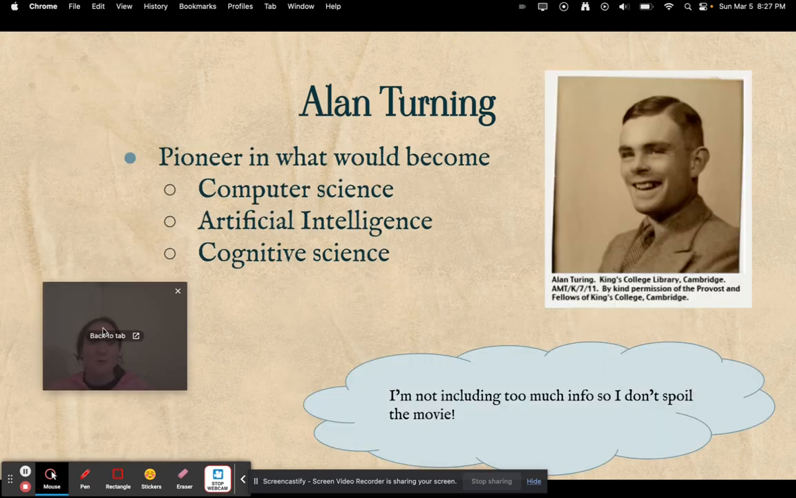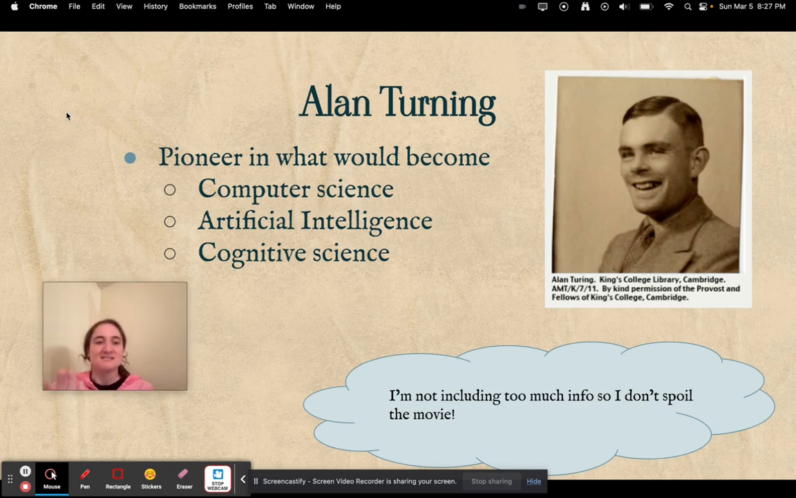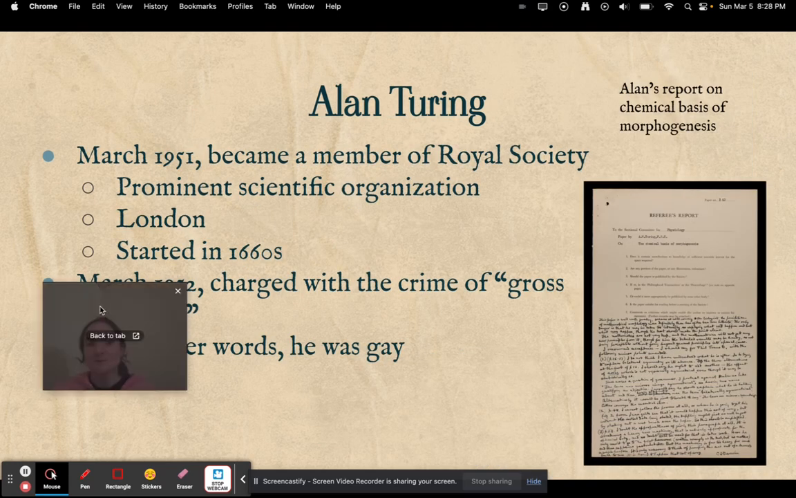All right, so who Alan Turing was, kind of his legacy. He was a pioneer in a lot of mathematics and sciences. Today, we would know those as computer science, artificial intelligence, and cognitive science. I know it seems like I'm skipping over a lot about Alan. I am because I don't want to give away any spoilers in the movie. So that's why some of the information seems a little vague, but hopefully you'll find it out in the movie.